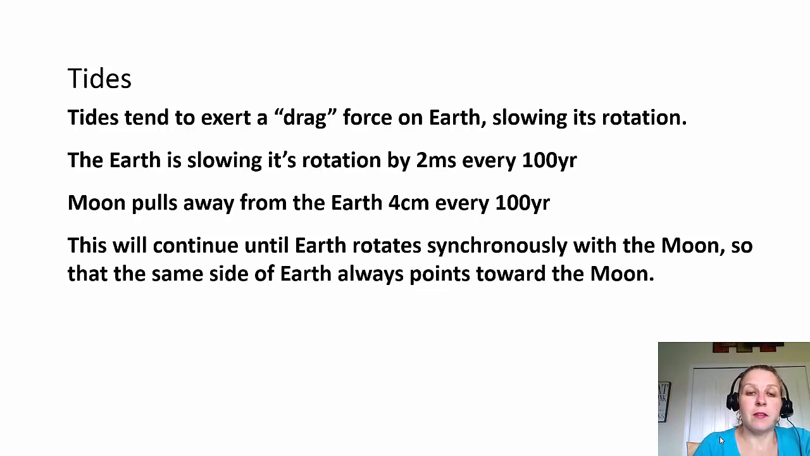Now, this will continue, the moon pulling away, the Earth slowing down, until the same side of the Earth is pointing to the moon at all times. So one side will be pointing towards the sun, the other side will be pointing towards the moon. Nothing's going to change. And if you're living on the side that's facing the moon, all you get to see is the moon. If you're living on the side that's facing the sun, all you're going to get to see is the sun. Kind of a bummer.